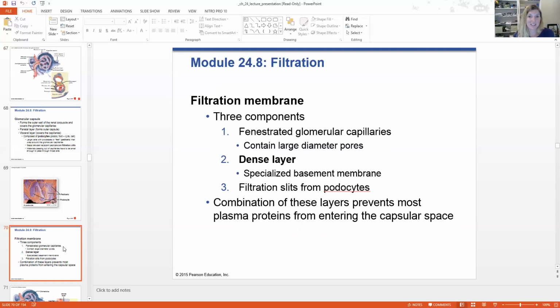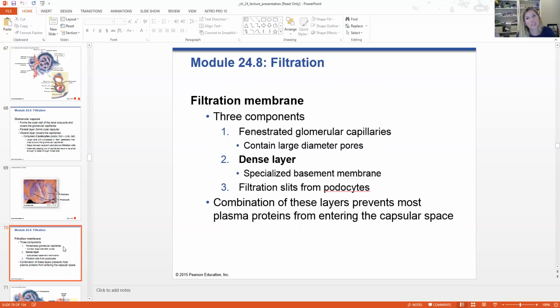Then there's a dense layer. This dense layer is basically the basement membrane, gluing that inner lining of our capillary to the podocyte. So the basement membrane is in between. The podocytes themselves cover this whole network and form these filtration slits.